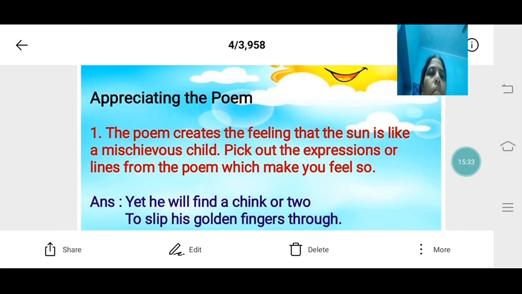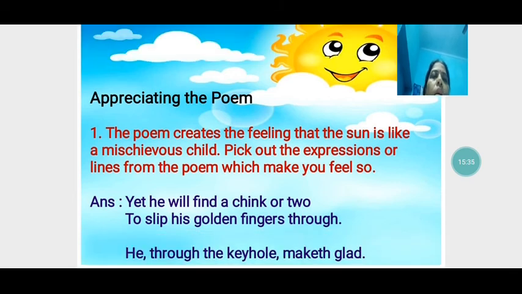Now, appreciating the poem also. In this, the poem creates the feeling that the sun is like a mischievous child. Pick out the expressions or lines from the poem which make you feel so. So, how do you think that the sun is behaving like a mischievous child? Yet he will find a chink or two to slip his golden fingers through. So, like the child, when he wants to do mischief, what does he do? He wants to slip his fingers, put his fingers somewhere.